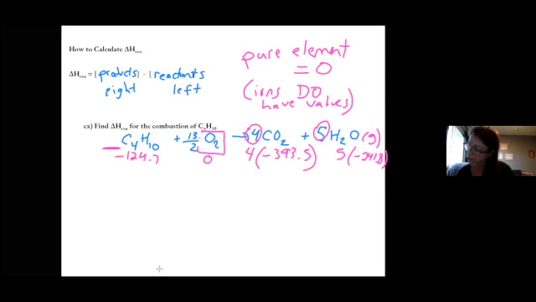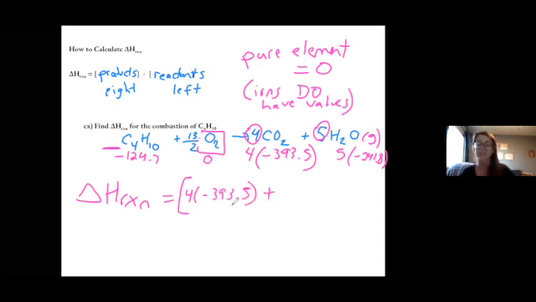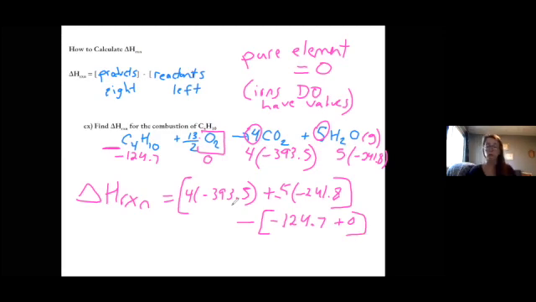Now I'm going to do products minus reactants, right-hand side minus left-hand side. My heat of reaction equals, I like using the brackets to organize it all, 4 times negative 393.5 plus, because these are still products, so I'm adding them all together, 5 times negative 241.8. Close the brackets because we're done with the products. Then I will subtract out in brackets all of my reactants, negative 124.7. I could say plus 0, but those are all of my reactant values.